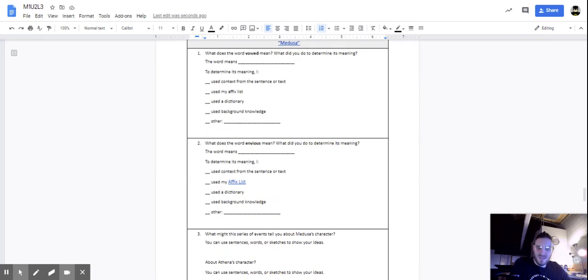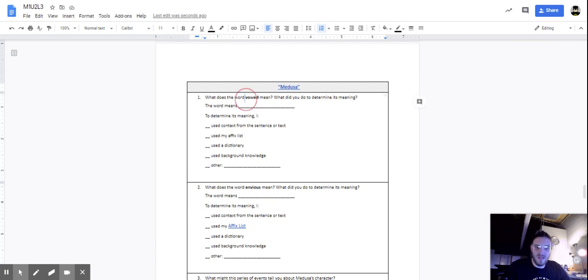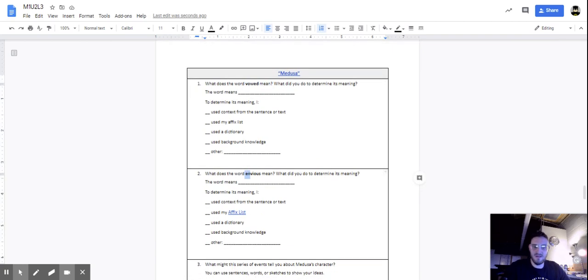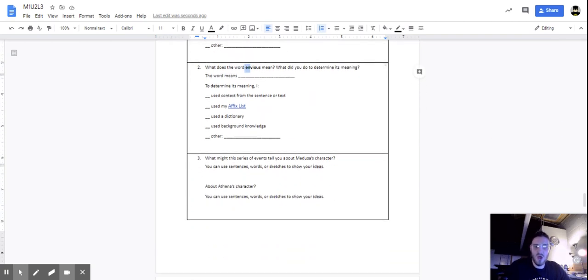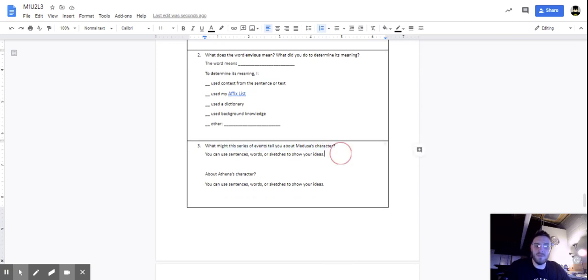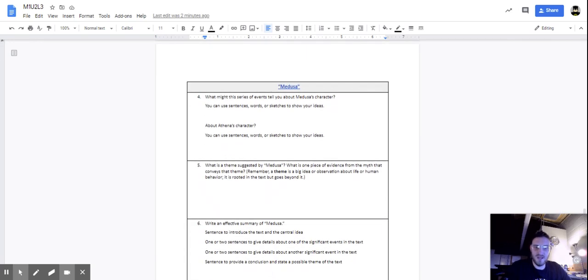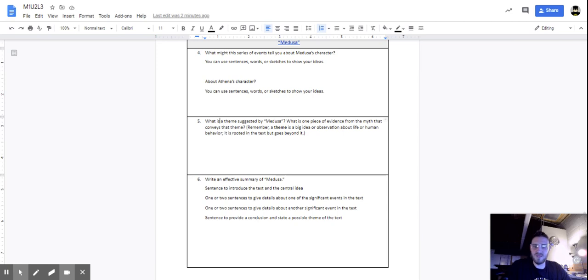And then there's Medusa notes, okay? It's pretty simple. What does vowed mean? What does envious mean? Just Google those or use a dictionary. What might the series of events tell you about Medusa's character? What do you know about Medusa's character? What do you know about Athena's character? It's just taking some pretty easy notes. Number 4 is the same as 3, so skip that. What theme is suggested by Medusa?